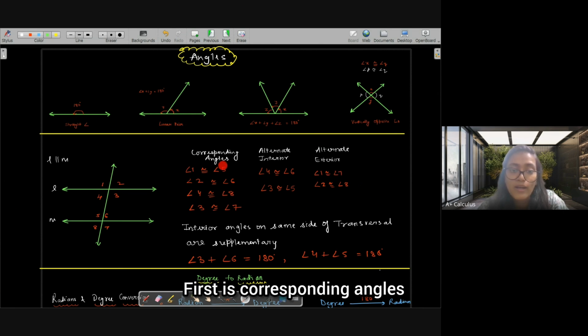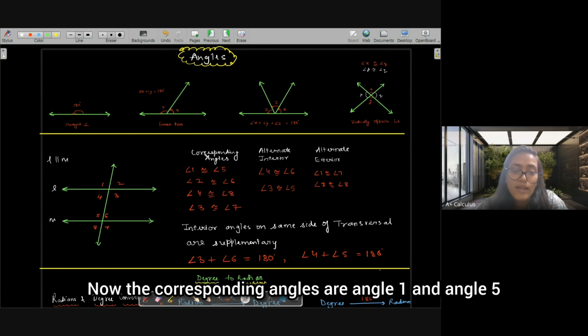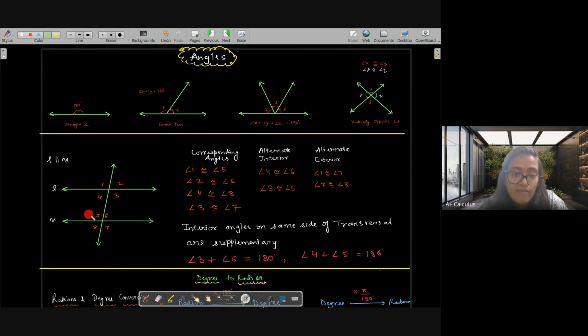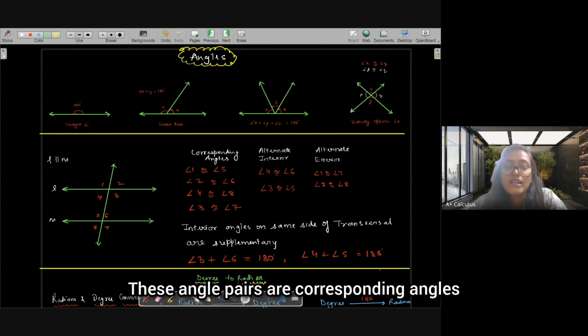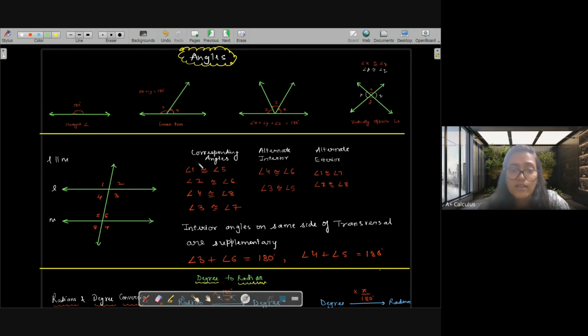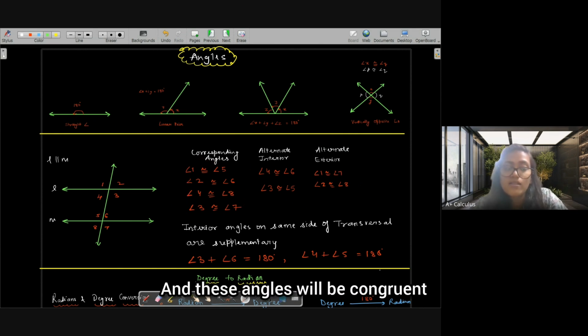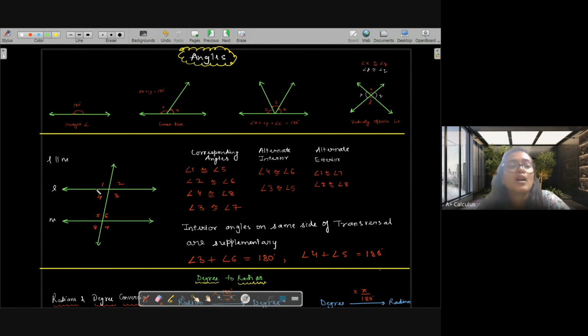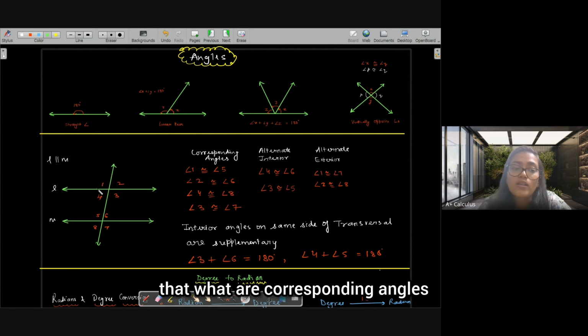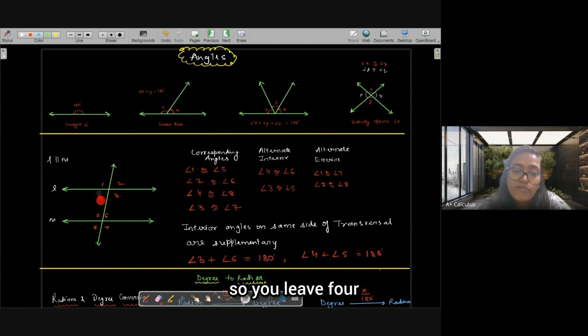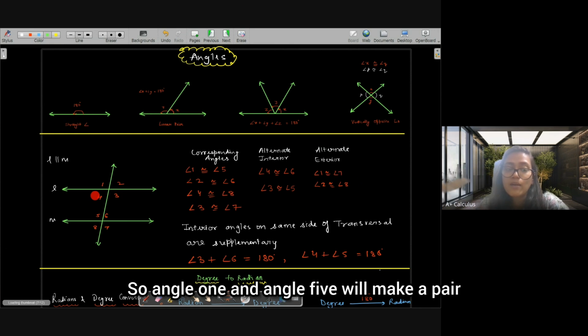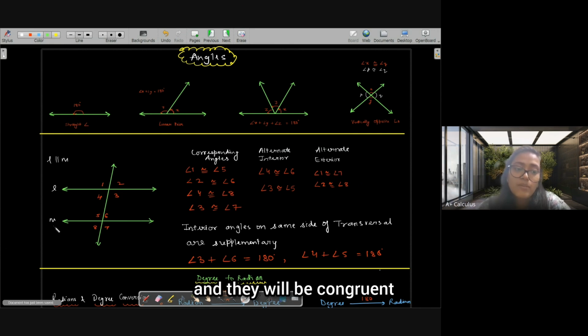First is corresponding angles. The corresponding angles are angle 1 and angle 5, angle 2 and angle 6, angle 4 and angle 8, and angle 3 and angle 7. These angle pairs are corresponding angles, and these angles will be congruent. So how will you remember what corresponding angles are? If you start with angle 1, you stay on the same side, you leave one angle, so you leave 4, and the next angle that you get is angle 5. So angle 1 and angle 5 make a pair of corresponding angles, and they will be congruent.